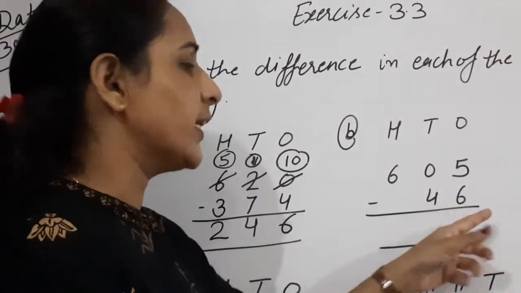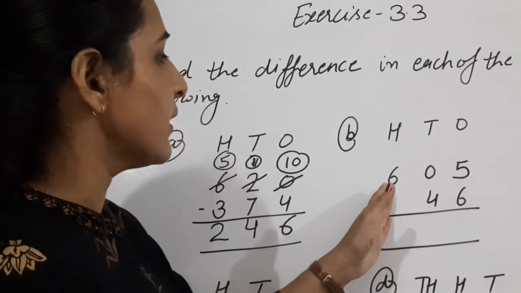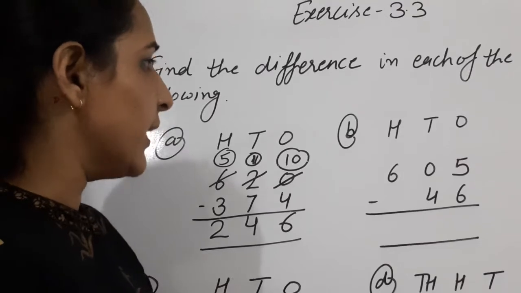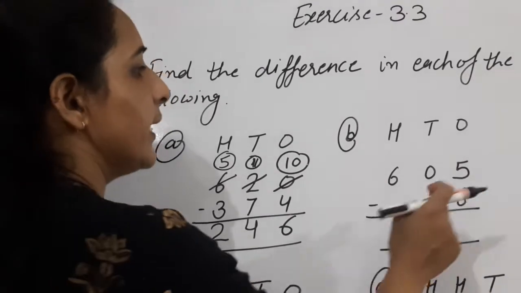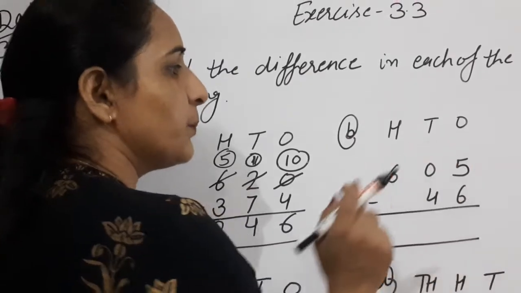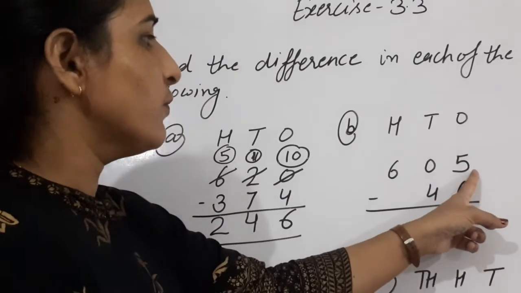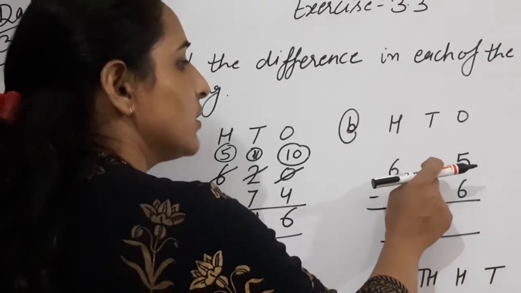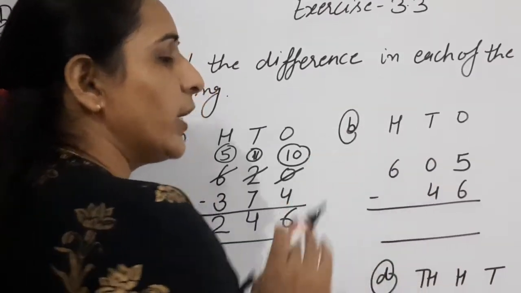Let's see part number B. 605 minus 46. It means from 605 we subtract 46 here. Let's see how we do. There is 5, there is 6. So from 5 we cannot subtract 6. There is 5 ones and there is 6 ones. So what do we do? Here is 0 tens, here is 4 tens.